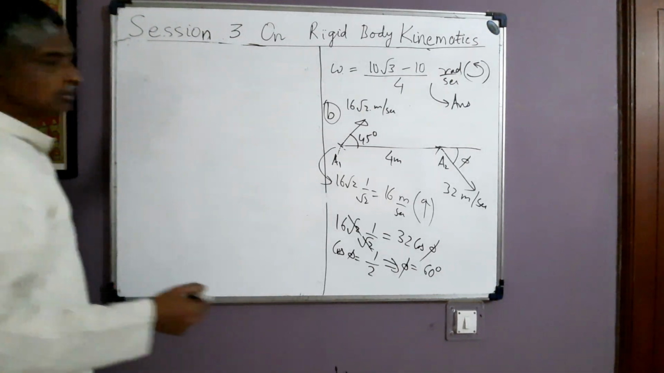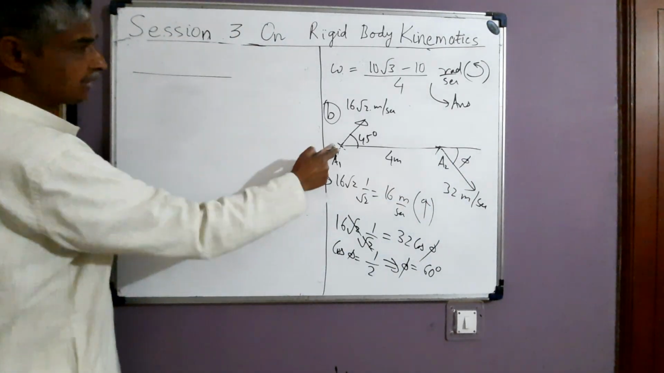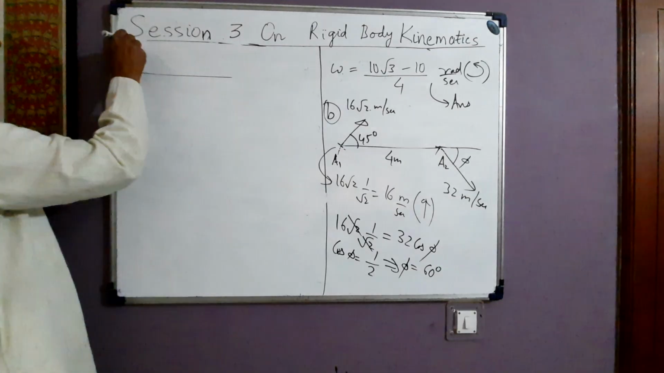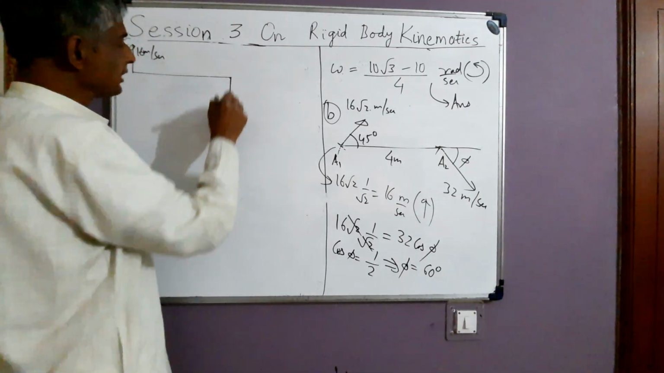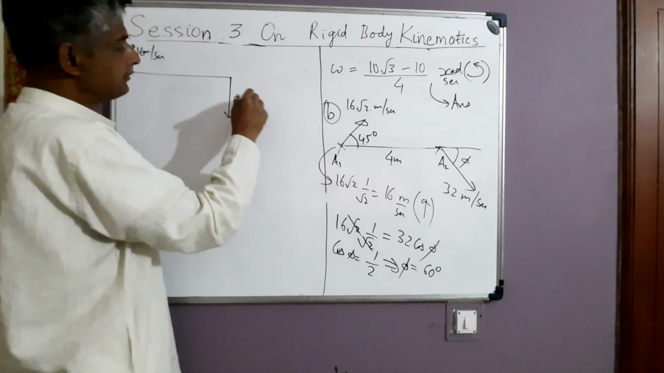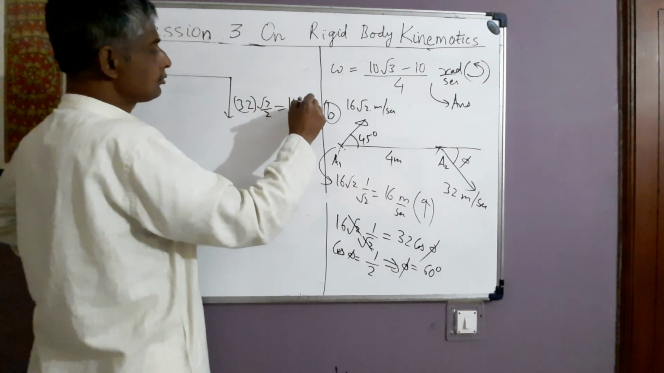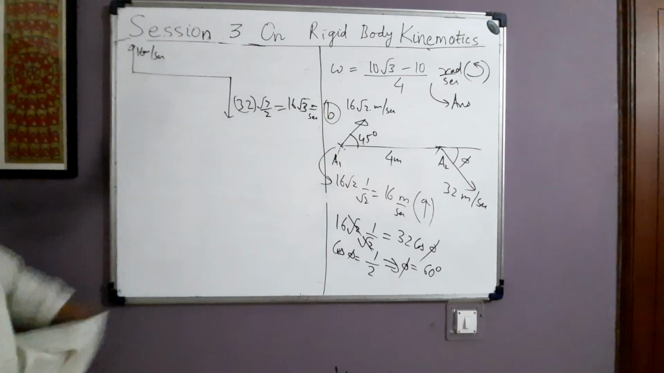So normal speed of A2 will be 32 sine phi. So normal speed of A1 is how much? 16 meter per second in upward direction. And normal speed of A2 is what? 32 sine phi in downward direction. Sine 60 degree is root 3 by 2. That is equal to 16 root 3 meter per second, in downward direction.